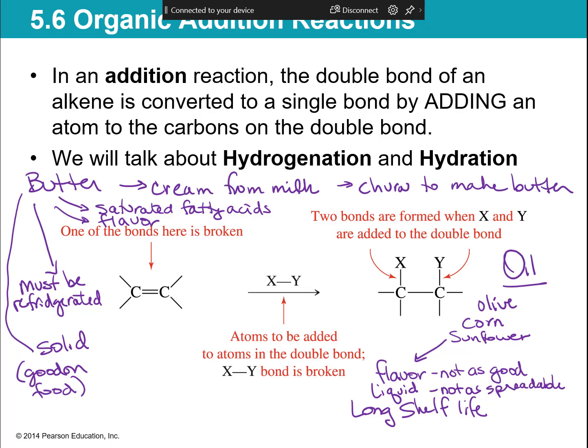So then somebody said, okay, why can't we merge these two? And this is where hydrogenation came in. So hydrogenation is where you take the unsaturated oil and you saturate it. You use a reaction to convert it into a solid.